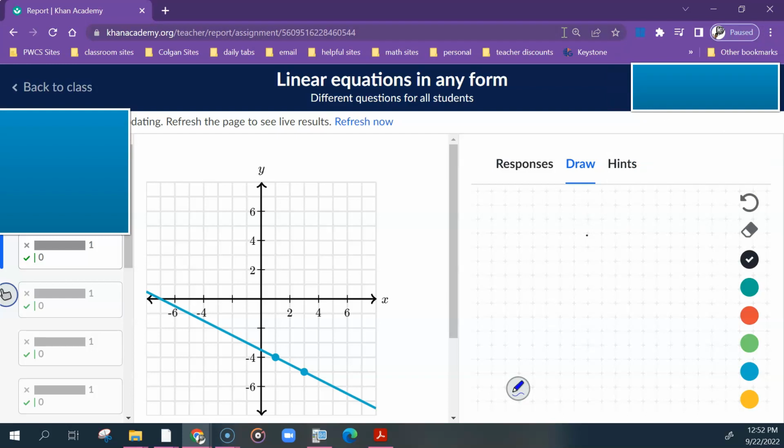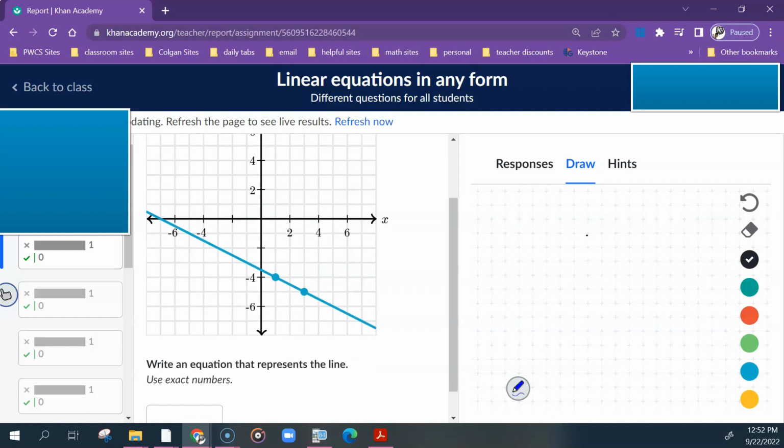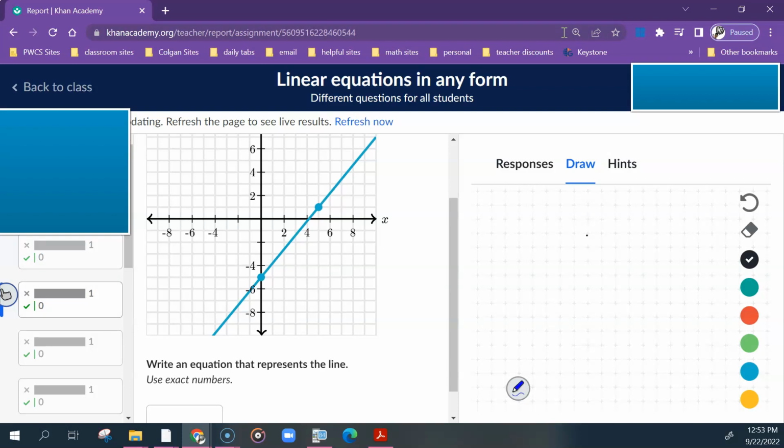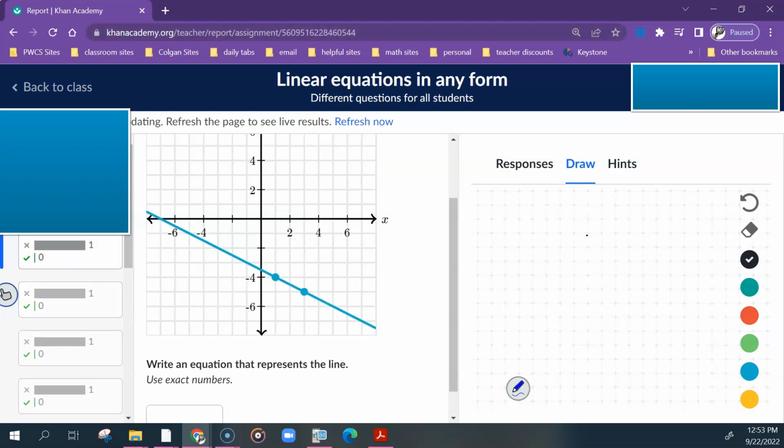Alright, if you get something like this on the linear equations in any form, you could do this a couple different ways. One, if you have a y-intercept that goes through the lines exactly, count your slope, write your y-intercept, write your equation, done. If not, like this one doesn't go through there exactly, it doesn't want you to do the entire thing. It wants you to find your slope and write it in point slope form, but not actually solve it.